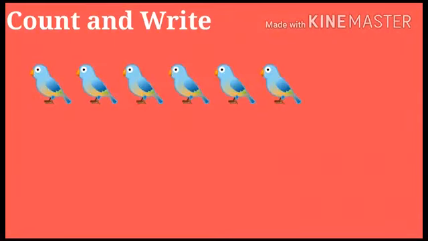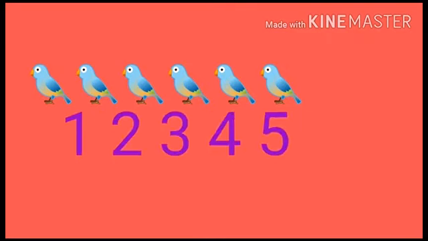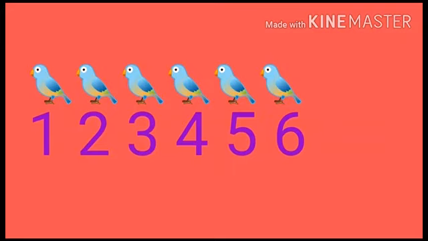Next topic is count and write. What does count and write mean? Some birds are sitting here. We have to count how many birds are here and write the number. That is count and write. Let us start. Count with me. 1, 2, 3, 4, 5, 6. 6 birds are here. So we have to write here 6.